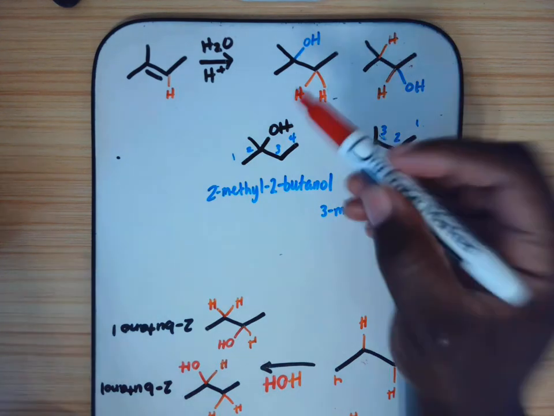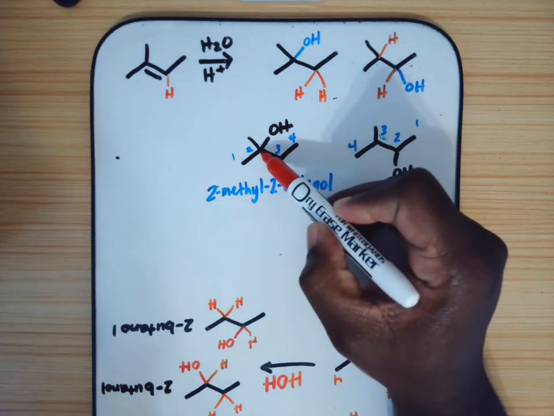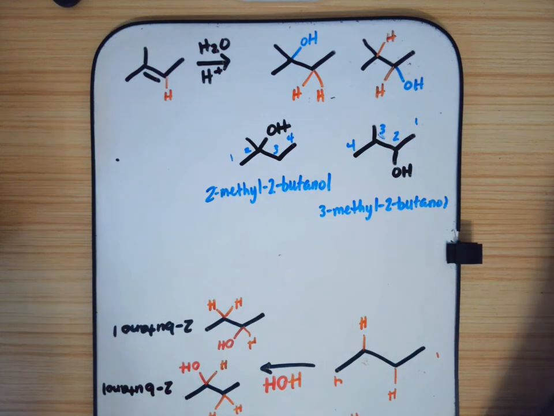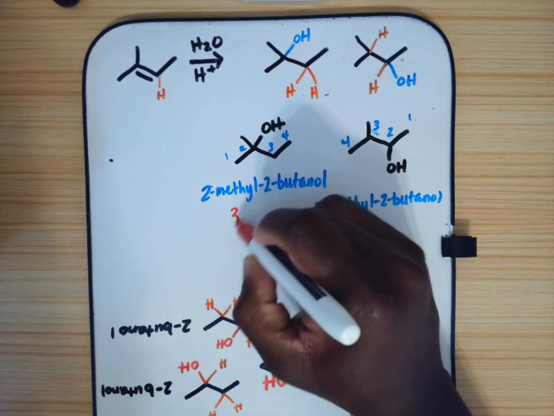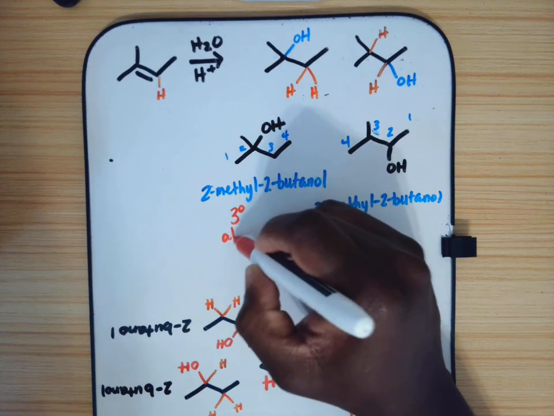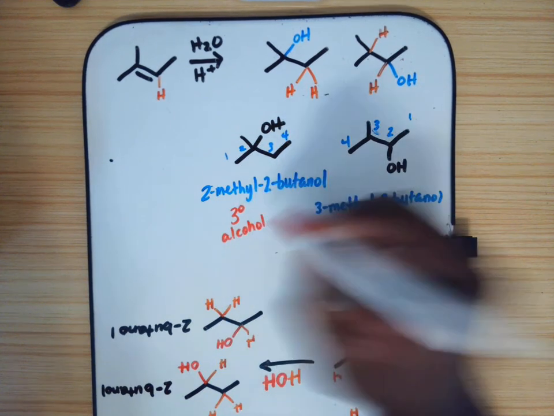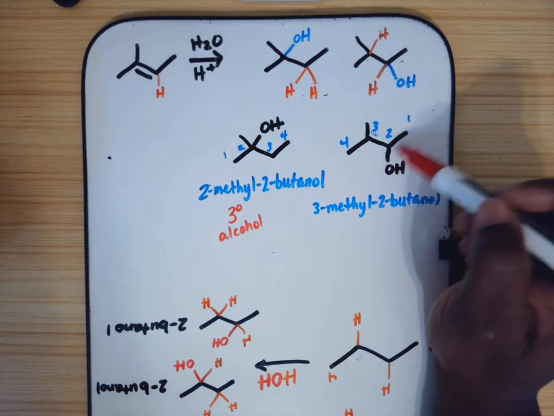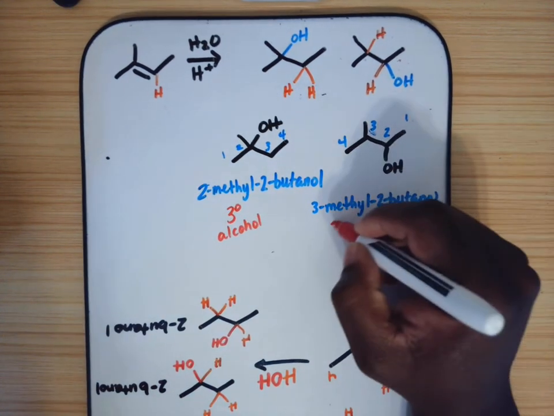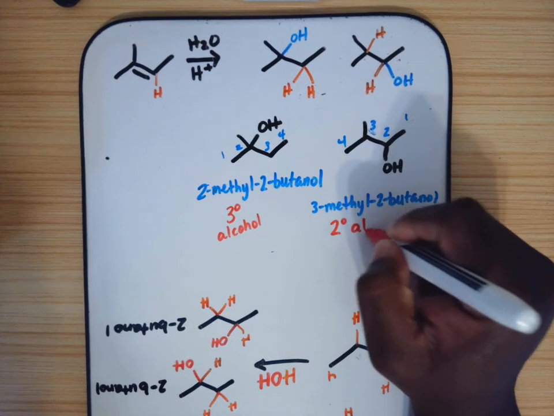The alcohol to the left, if we look at that alcoholic carbon, so the carbon that the OH group is attached to, it's attached to a total of 3 carbon atoms. So here we have a tertiary alcohol. If we look at the structure to the right, that alcoholic carbon is bonded to 2 carbon atoms. So here we have a secondary alcohol.